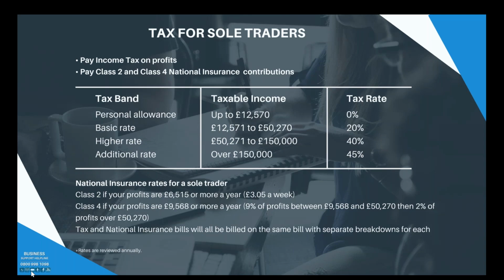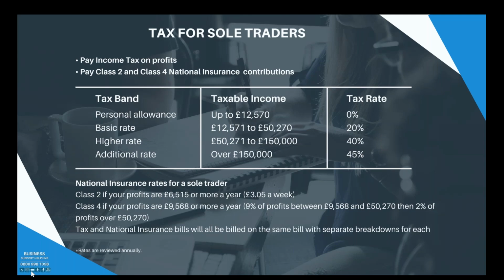So to give an example, a sole trader with no other income and profits of £55,000, the breakdown of tax would be as follows. The first £12,570 would be tax-free as part of your personal allowance. You'd then pay 20% tax on the income between £12,571 and £50,270. And then you'd pay 40% tax on the final amount, which would be around £4,729.